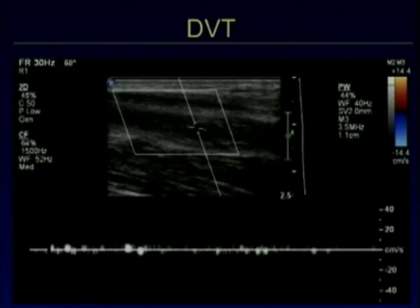This patient has a DVT. They have a brachial vein thrombus. Remember, the brachial veins are paired, so you may have thrombus in one of the brachial veins. It may be in both, and the way you can tell that they're deep veins, they're paired brachial veins, that they travel with the brachial artery.